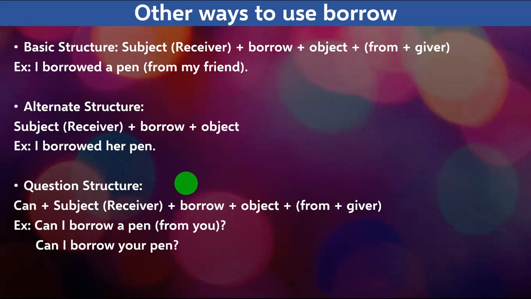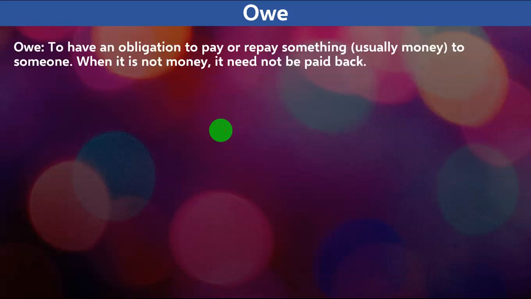Right? Let us move on and understand the meaning of the word owe. Now, first of all, I want to clarify that many of my students make a mistake in the pronunciation of this word. They pronounce this word as "ow". Now, that's wrong. The correct pronunciation is "oh", right? The letter O. Okay. Now, what does owe mean?